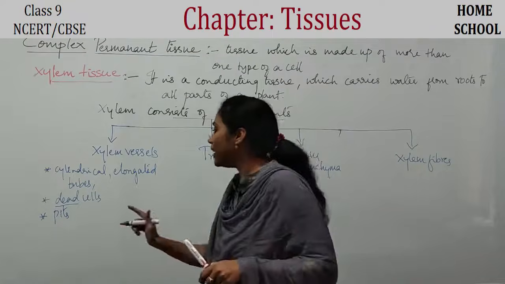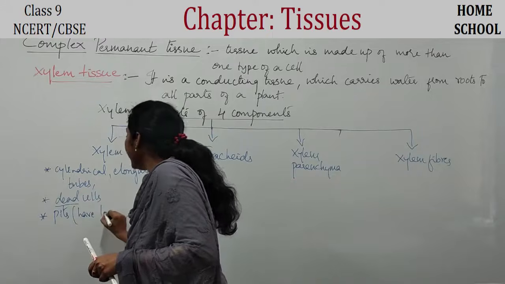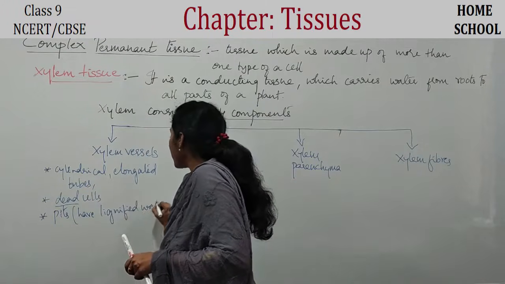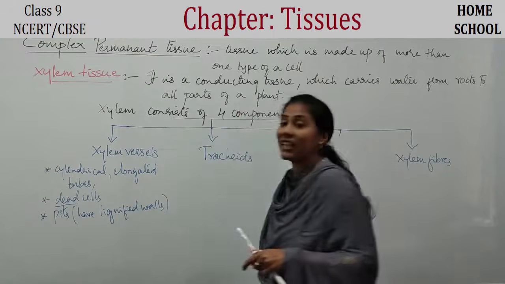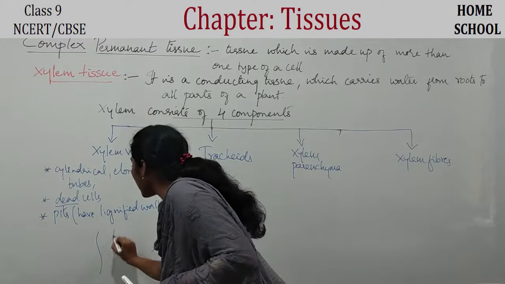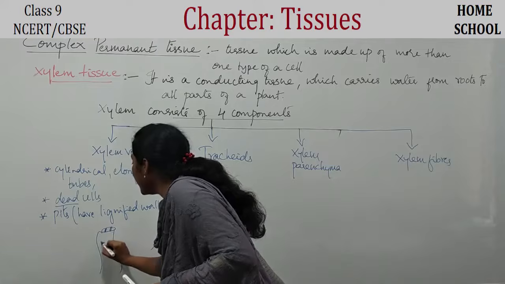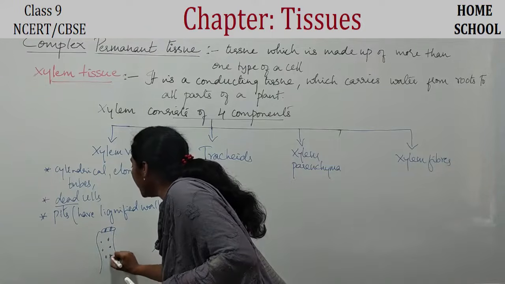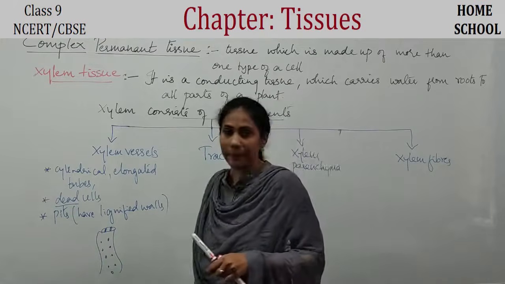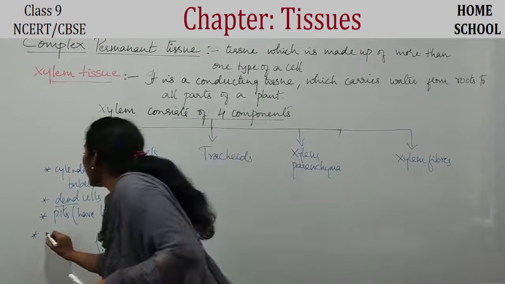Okay? And actually, these pits have lignified walls. The cell wall is made up of lignin. You know how they look like? If I have to draw their structure, this is how they look like. Okay? And these are pits. So through the pits, water is carried from one place to another place. Okay? So what is the main function of xylem vessel here?